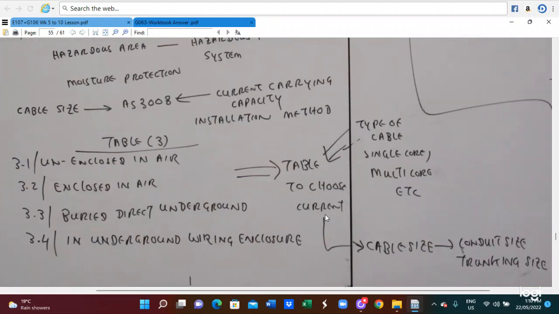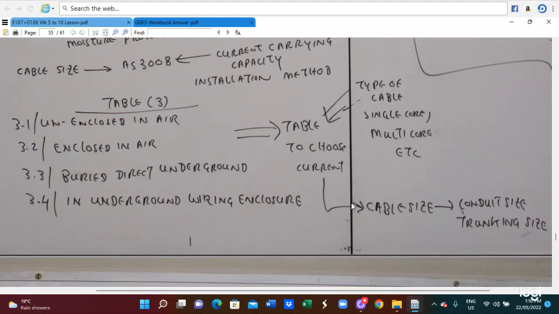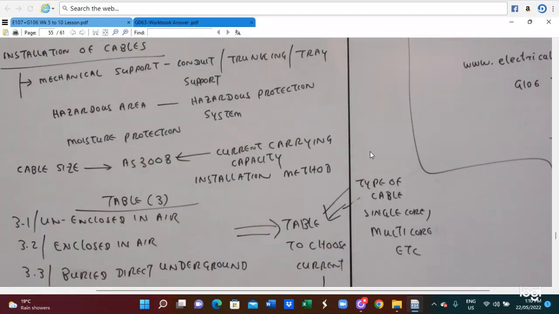We have to use the appropriate table to choose. Use the table to choose the type of cable, single core, multi core, and the cable size, and the conductor size, and the trunking size need to be selected.